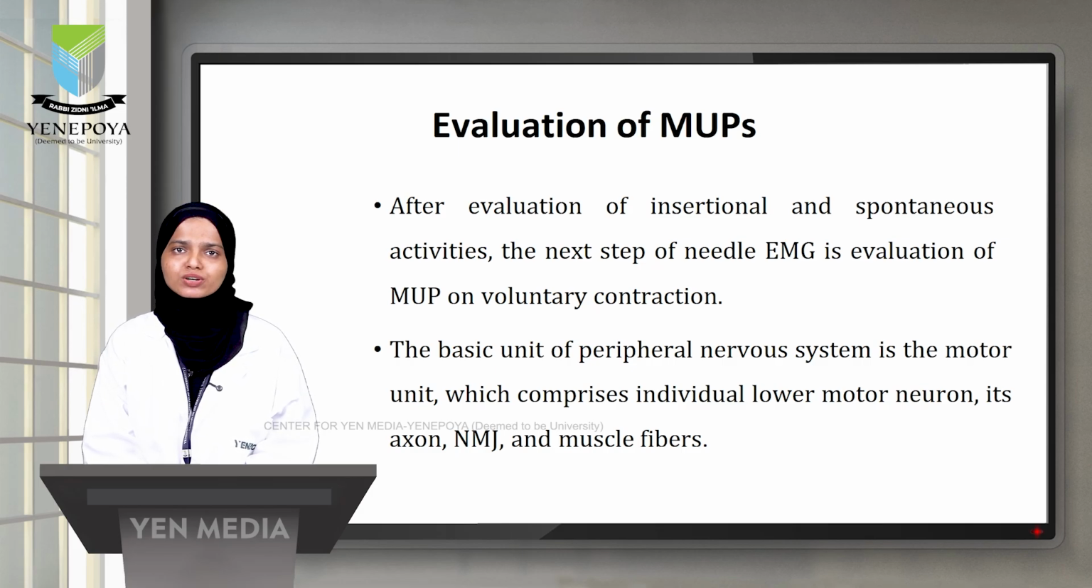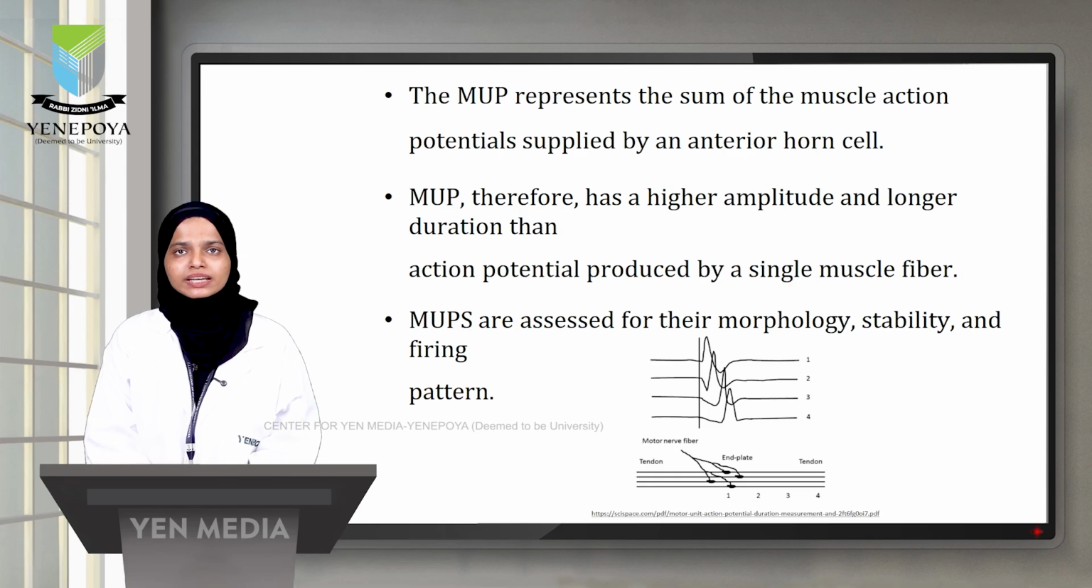The next activity we see during EMG recording is evaluation of MUPs. After the insertional and spontaneous activity, the next step of needle EMG is evaluation of MUP on voluntary contraction. We will ask the patient to make a small movement with the muscle we are recording. The basic unit of the peripheral nervous system is the motor unit, which involves lower motor neuron, axon, NMJ and muscle fibers. The MUP seen in the EMG recording is the sum of muscle action potentials supplied by an anterior horn cell. It has a higher amplitude and longer duration than the action potential produced by a single muscle fiber.